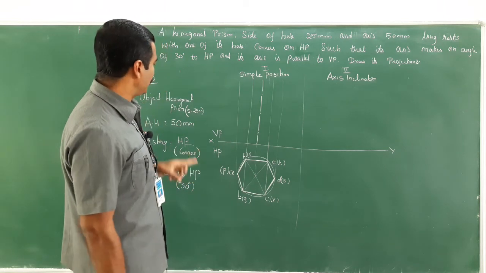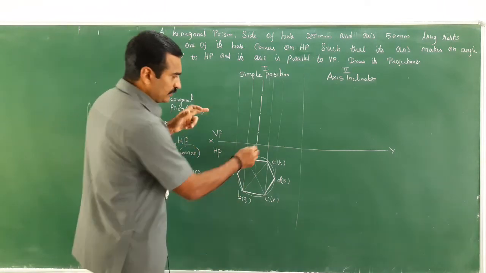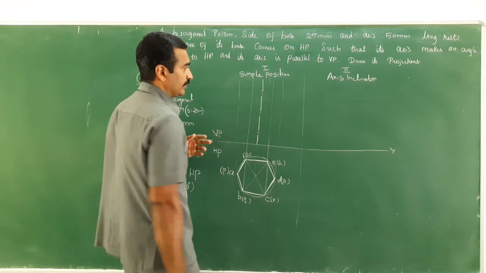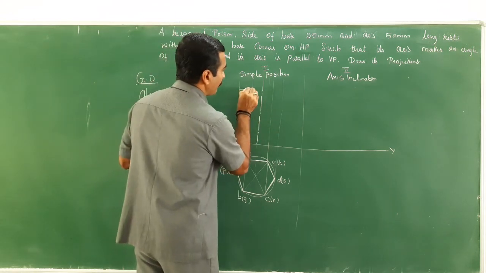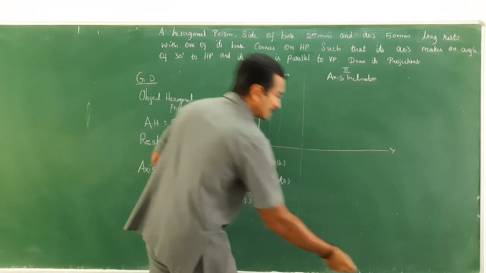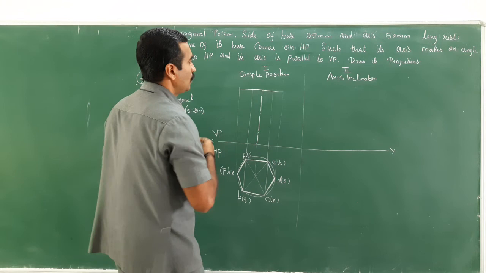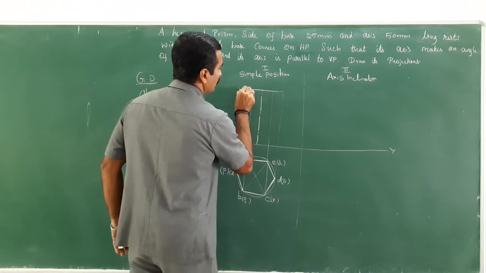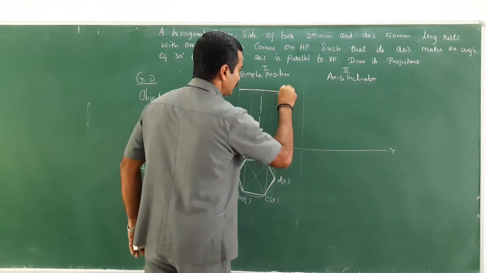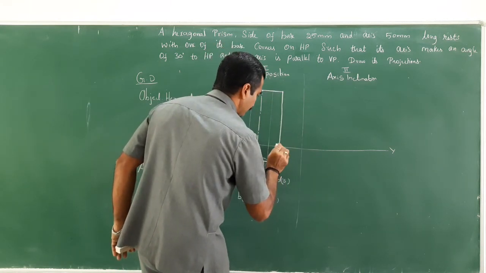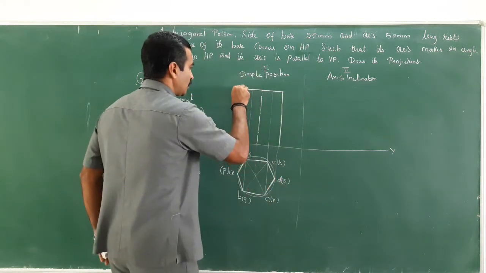Now take 50 mm in your scale from the XY line and cut an arc here. Now draw a line. So now this is the axis height of the object. Now darken the boundary, because the boundary would always be visible. Darken the boundary.